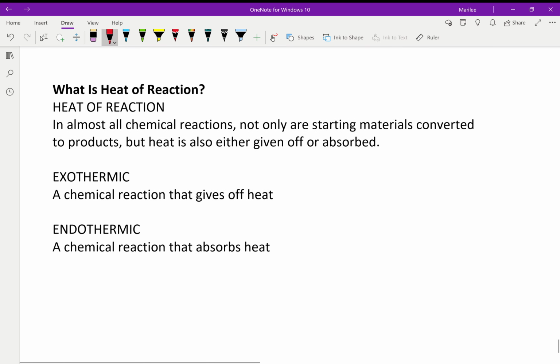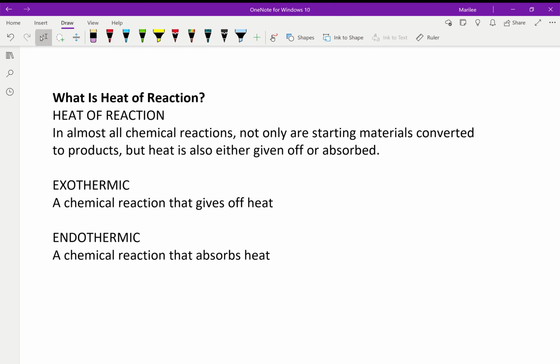The last thing I'm going to go over is heat of reaction. In almost all chemical reactions, not only are starting materials converted to products, but heat is either given off or absorbed. And 2 simple ways to remember: exothermic is heat given off, and endothermic is heat being absorbed. I think later on in the semester we'll have more of these examples, but for now just know that exothermic gives off heat and endothermic absorbs heat.